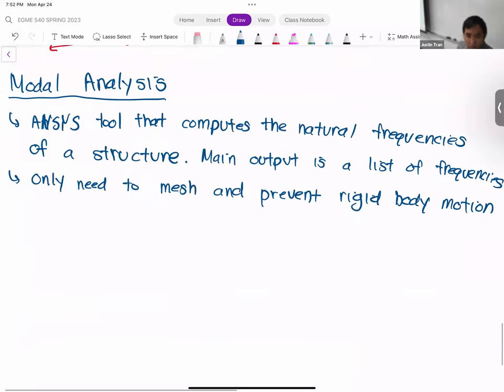So you don't even need loads, right? But you can put loads. What the loads are going to do is change the state of stress, or the state of pre-stress, in the structure. But if you want to get unloaded natural frequencies, then you can do that.